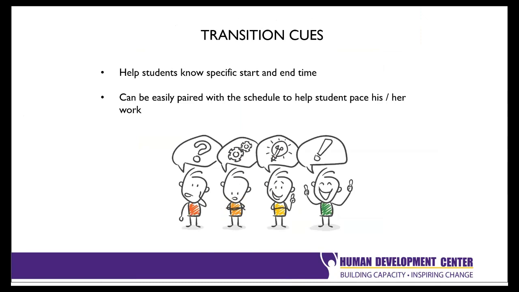The first one is transition cues. We know that especially for a lot of our students with autism spectrum disorder, transitions can be difficult. So the more you can prime a student before a transition, the more likely they are to engage in that transition and have a successful transition. So transition cues help students know specific start and end times. And transition cues can be easily paired with the schedule to help students pace their work.